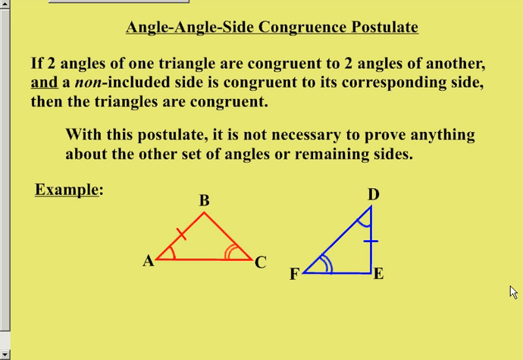So clearly, from one figure to the next, the red one to the blue one, we do have two sets of corresponding angles that are congruent. We have one set of corresponding sides that are congruent, and the positioning is going to be important. Is that set of sides in between the two angles that we do know, or is it not between the two angles that we do know? Well, in this case, it's not. Okay, so we do have a rule that goes with it, and that rule would be angle, angle, side.